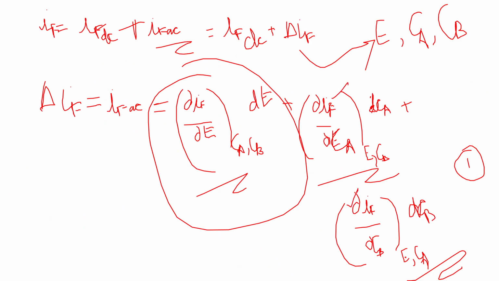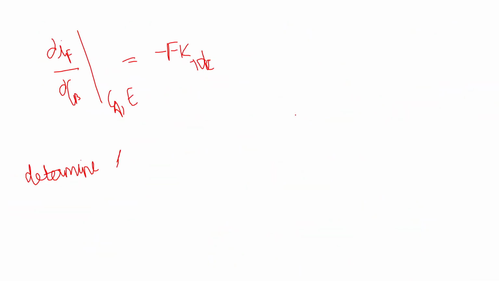you know what is dou IF by dou CB, right? Now you have to find out DCA, DCB. You already know what is D. It's nothing but EAC. DCA is the same as delta CA, right? And you know how you write EAC. Basically, it's a small perturbation we are giving, and it's a small change in the AC potential.